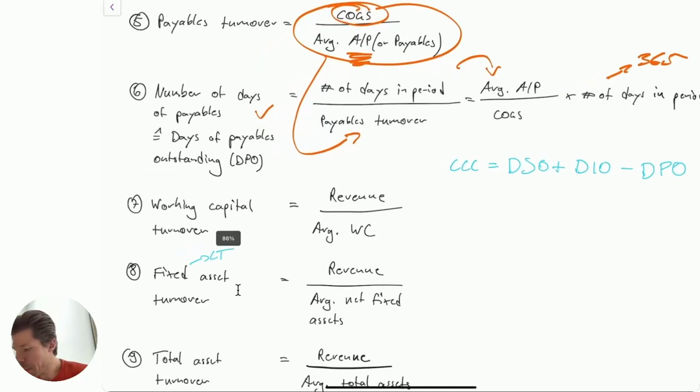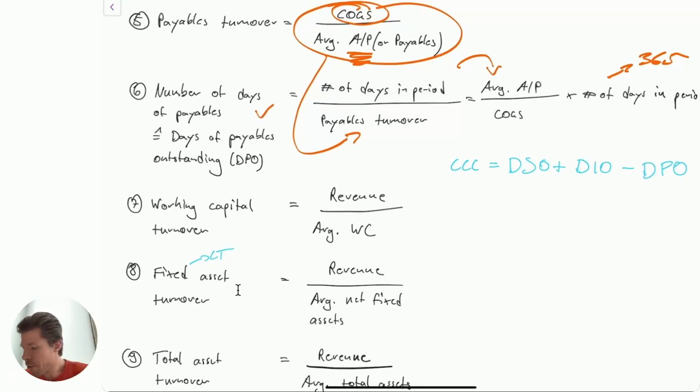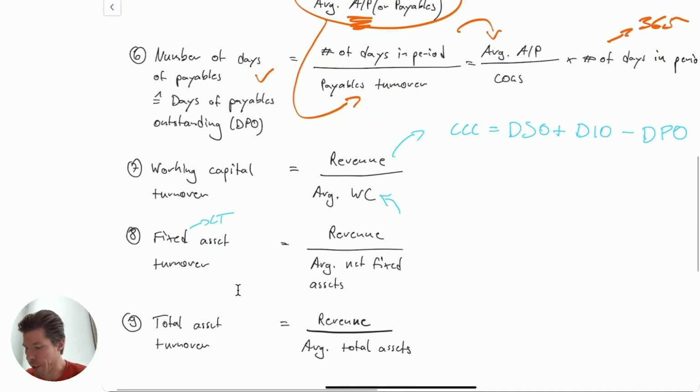One is working capital turnover, revenue divided by average working capital, how efficiently the company generates revenue with its working capital. If you have a working capital turnover ratio of 4, for example, it indicates that the company generates $4 of revenue for every dollar of working capital. Again, I explained this in another video. Input, output. So how much do you generate from your working capital?